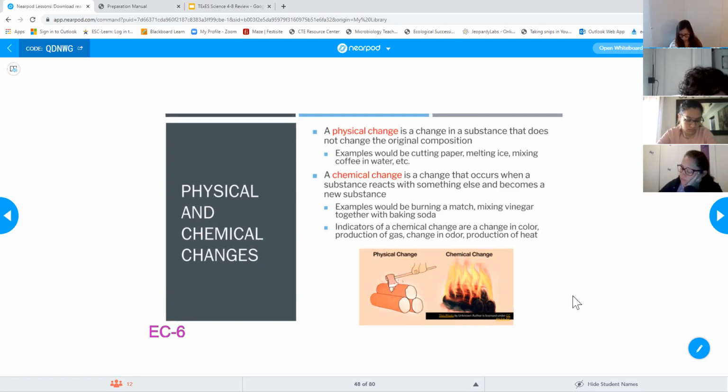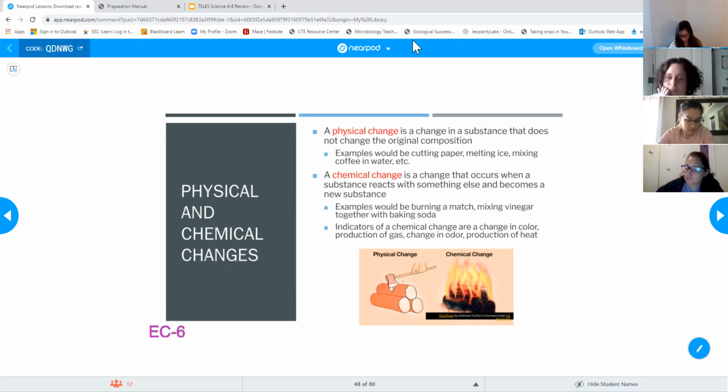So a physical change is going to be a change in a substance that does not change the original composition. A physical change would be, for example, in that video that we saw, talking about the changes in phase, right? If I'm going from a solid to a liquid or a liquid to a gas, that is a physical change. So if I have water and I freeze it, it's still just water. It's just solid water. If I have water and I boil it, it's still just water. It's just gas water. So that's a physical change.